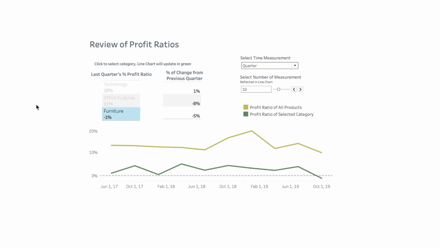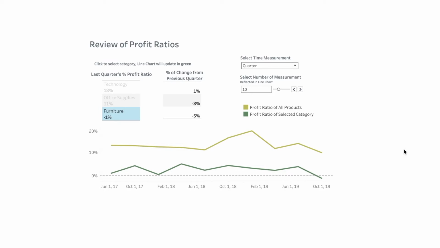The data for furniture shows something very different. The green line, or profit ratio, is -1. It is well under the profit ratio of all 3 categories when combined. This is the combined profit ratio. This is just the furniture profit ratio.